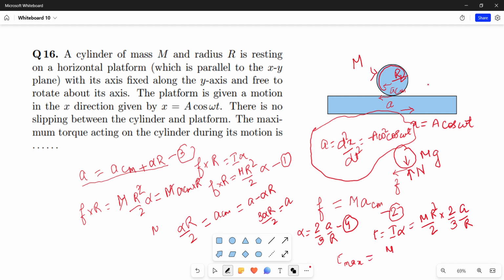So when we substitute this, tau max equals m by 3 and mr by 3, because these two will cancel out and the r will also cancel out. So we have mr by 3, and the maximum value of A is a into omega square. So tau max is therefore m into r into a omega square by 3.